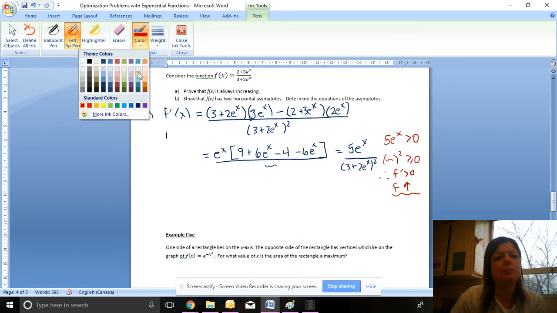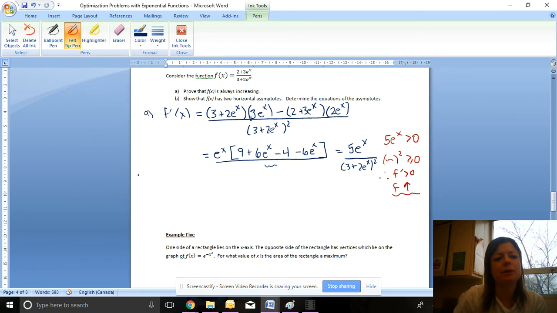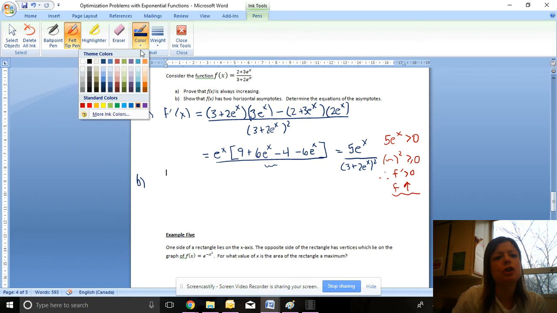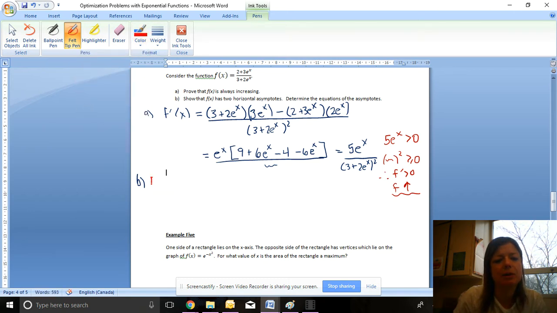Okay, let's go ahead to part B. We're going to use limits, so we'll use different colors for the two limits. We're going to show the two horizontal asymptotes. One is as x approaches positive infinity, and the other one will be for approaching negative infinity. So the limit as x approaches infinity of (2 plus 3 e to the x) over (3 plus 2 e to the x). So what is happening here?